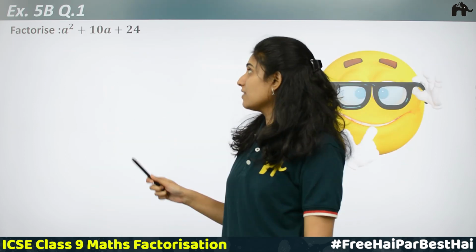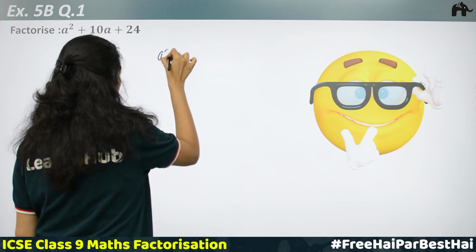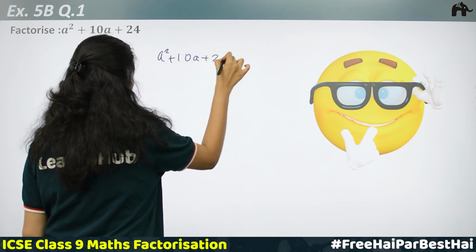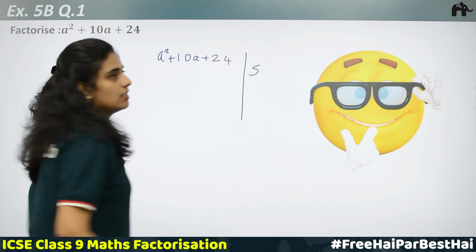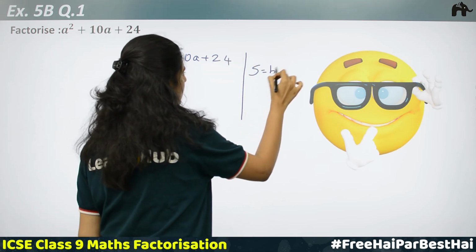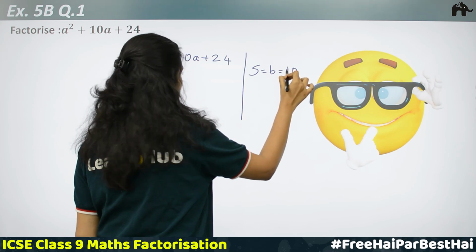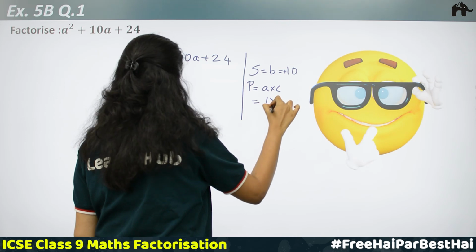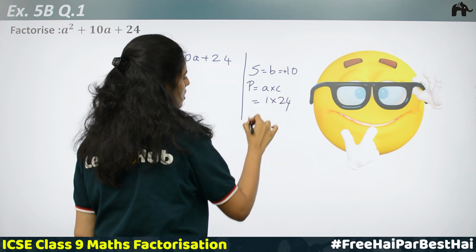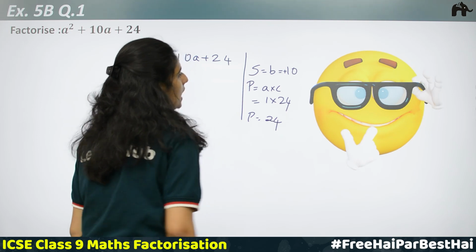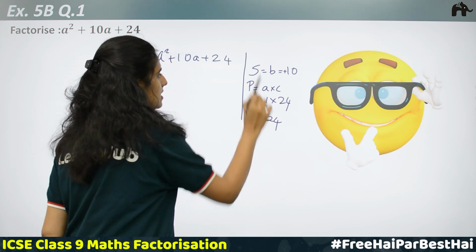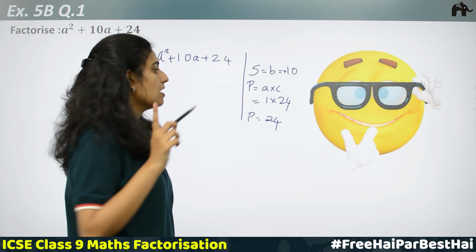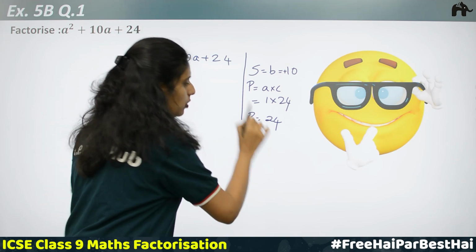Now let us solve questions from exercise 5b. Here we have the first question, factorize a square plus 10a plus 24. Here what should be the sum? Sum should be equal to b and in this case b is equal to plus 10. And the product should be equal to a into c. Here a is equal to 1 and c is equal to 24. So product should be 24 and sum should be 10. You can see that product and sum are positive. So both the numbers will be positive. Okay. How do we get 24?